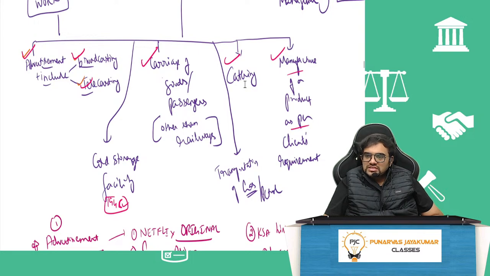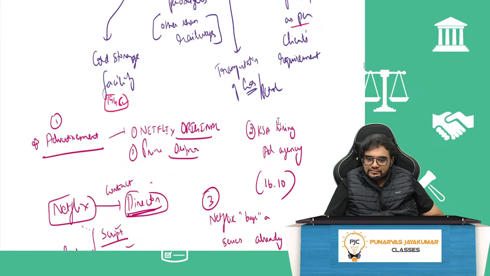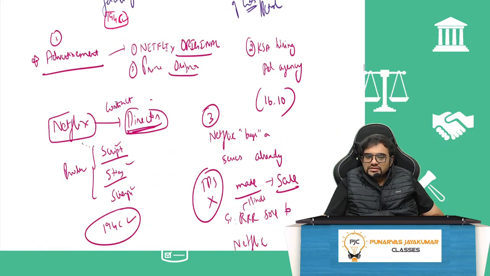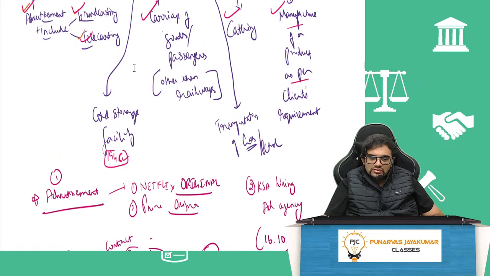Carriage of goods or passengers other than Indian Railways. Anything carriage of goods or passengers, if you are hiring a lorry, a goods carriage, or a FedEx plane to carry your goods, yes, definitely it will come. Catering services, it will come. Transportation of gas or petroleum also will come. If you are manufacturing any product as per the client's requirement, that also will come under 194C. Any advertisement which is hosted everywhere will come for sure.